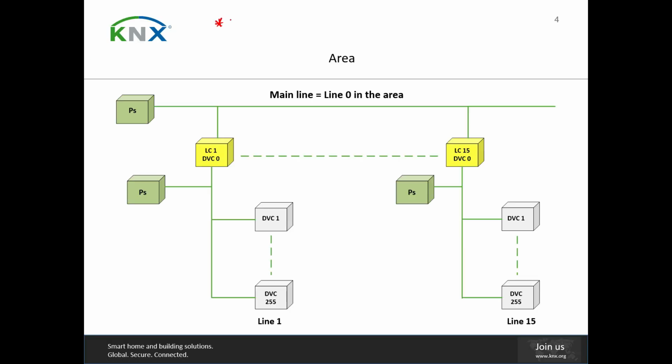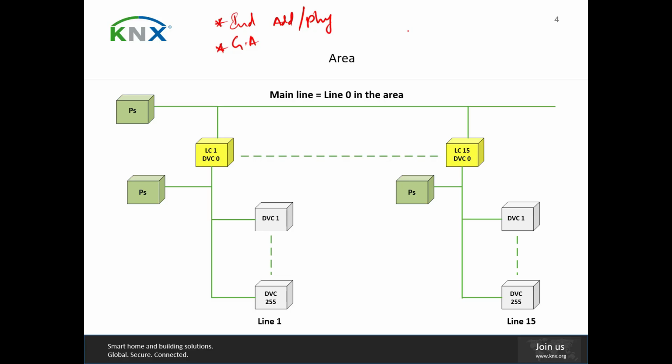We have the individual address, also called the physical address, and we have something called the group address. Okay, so the group address is normally used for programming and the individual address is for identifying the devices in a network. So it's mandatory that each and every KNX device, including line couplers, backbone couplers, devices, repeaters, everything has an individual address. Without an individual address, a device cannot exist in a system.